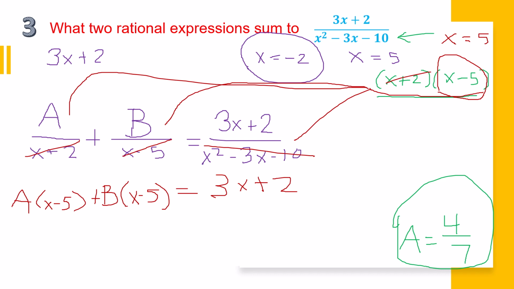Now we're going to take the 5, we already put the negative 2 in there, and we're going to substitute it in everywhere there's an x. So this is 5 minus 5 is 0. 0 times a is 0. So this is going to go away. You just put an x through that.